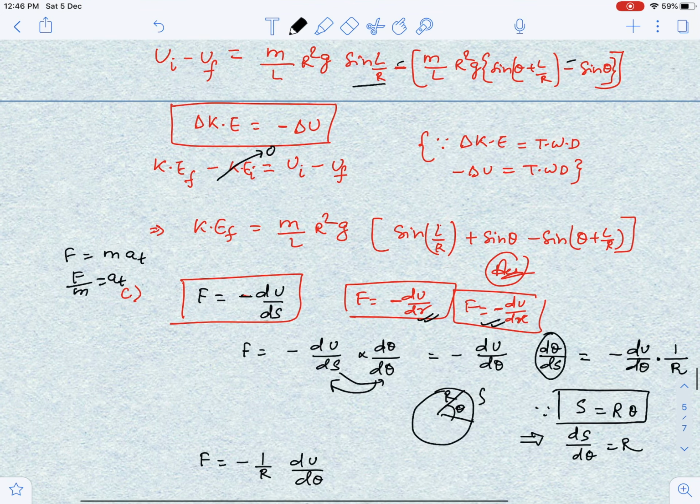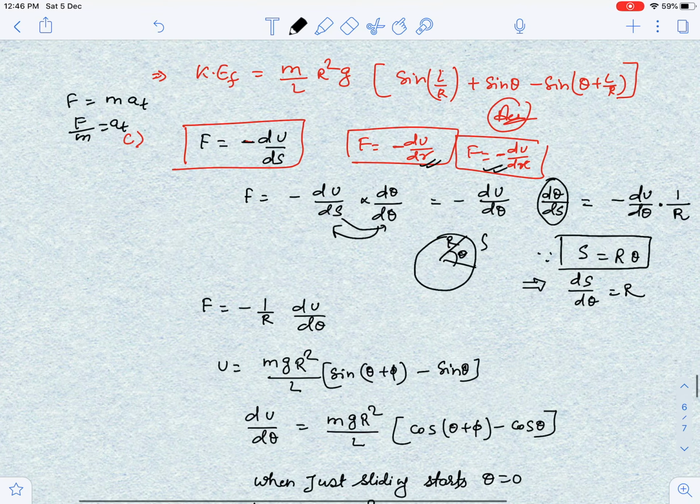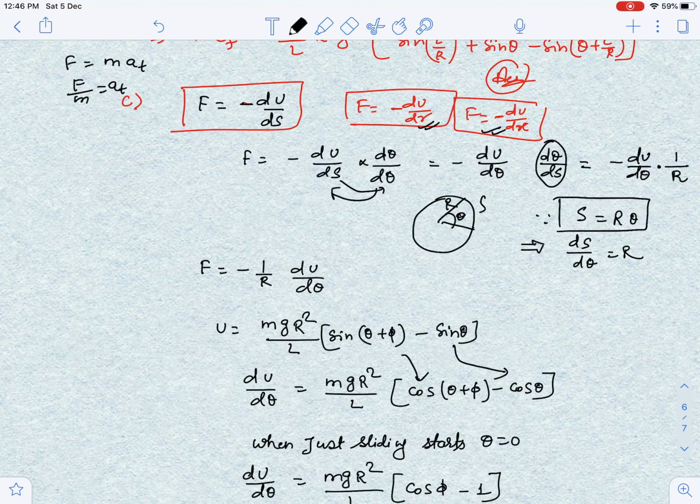Now at last I will take the special case given in the question. So U is equal to m g r square by L times sine of theta plus phi minus sine theta. Differentiating, m g r square by L stays outside; the differentiation of sine of theta plus phi is cos of theta plus phi, and that of sine theta is cos theta.